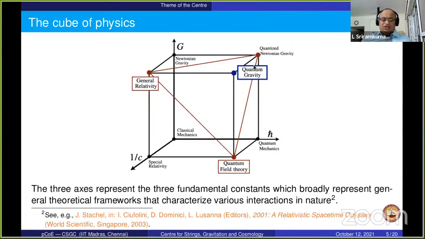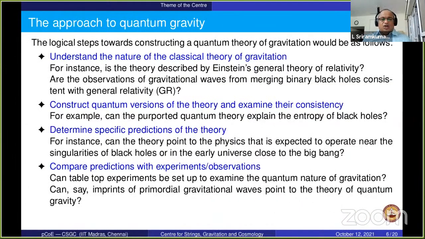And that's the challenge ahead of us. So what would be an approach to quantum gravity? You can go in four steps. If you have learned some physics, you know that in order to construct a quantum theory, you need to first understand what happens in the classical physics. And our first goal is to understand the nature of the classical theory of gravitation.